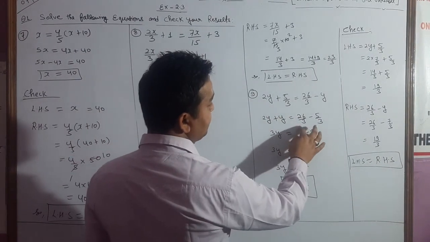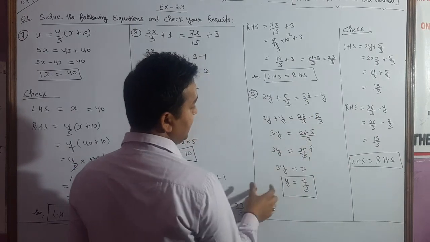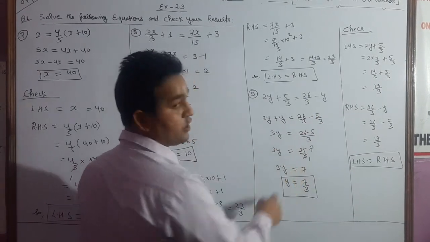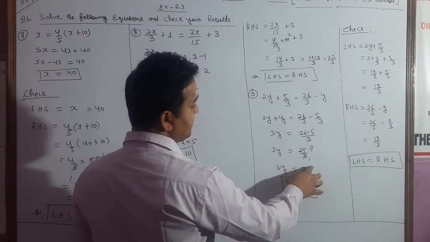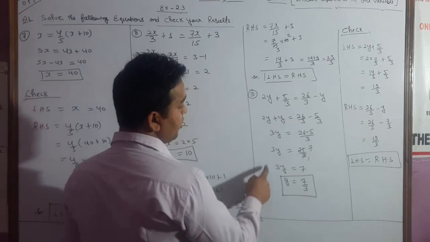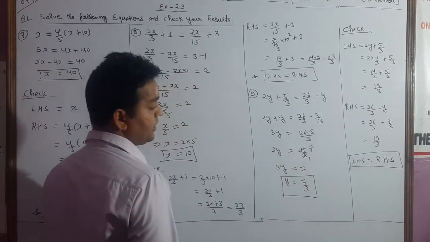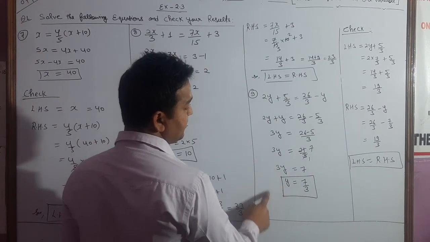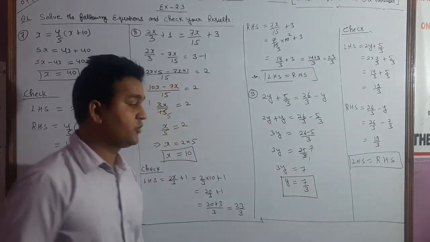Now both have the same denominator, so just simply subtract 26 minus 5 upon 3. Then 3y is equal to 21 upon 3. Now divide 3 by 3, and 3 7s are 21. So you get 3y is equal to 7. What is the value of y here? 3 comes to this side and divides, so y is equal to 7 upon 3. So it is your answer.